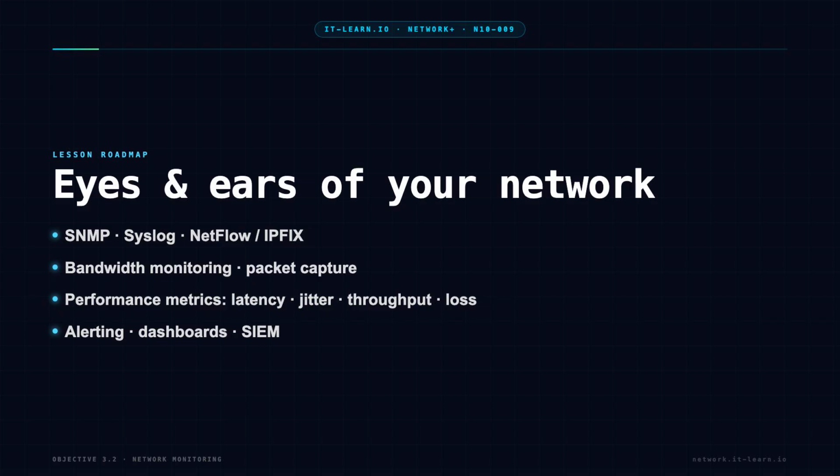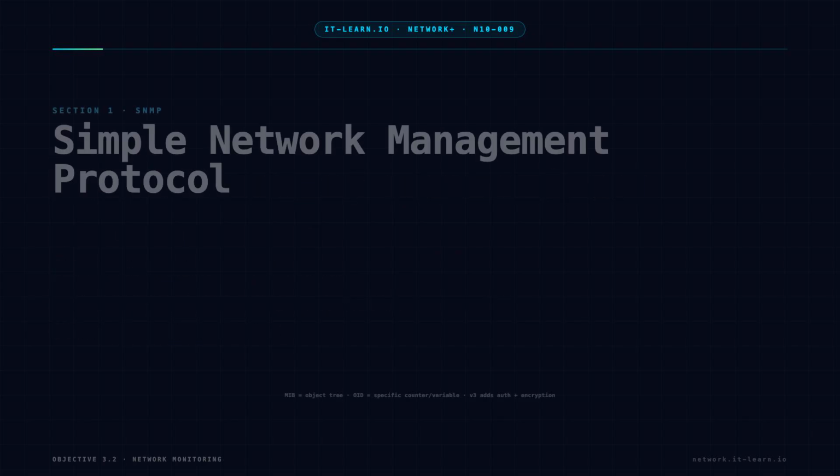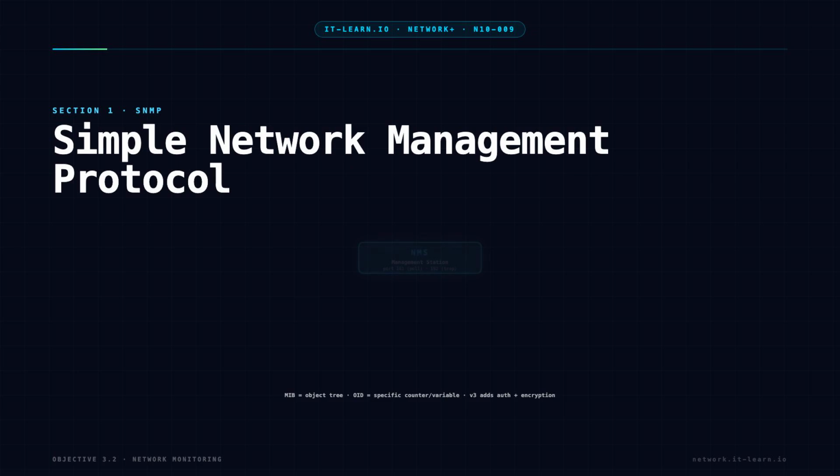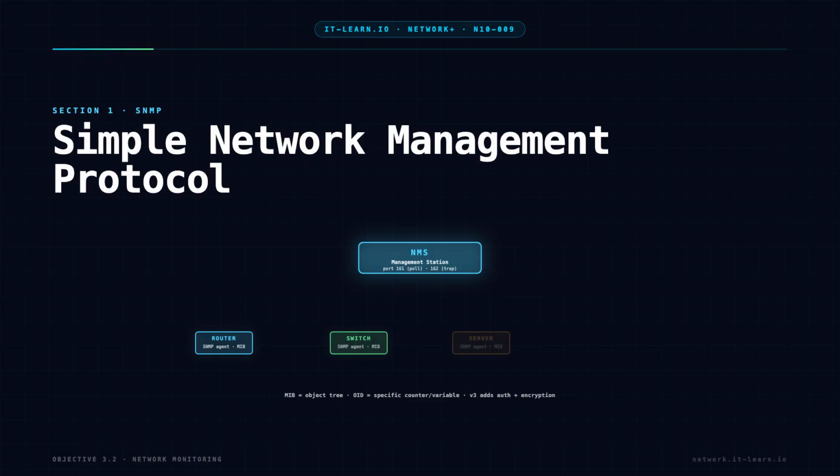SNMP, or Simple Network Management Protocol, is the most widely used protocol for network monitoring. SNMP allows a management station to query network devices for status information and to receive alerts when problems occur. SNMP has three main versions. SNMP v1 is the original version with basic functionality and weak security using community strings in clear text. SNMP v2c adds improvements like bulk data retrieval but still uses community strings. SNMP v3 adds strong authentication and encryption and is the recommended version for production environments.